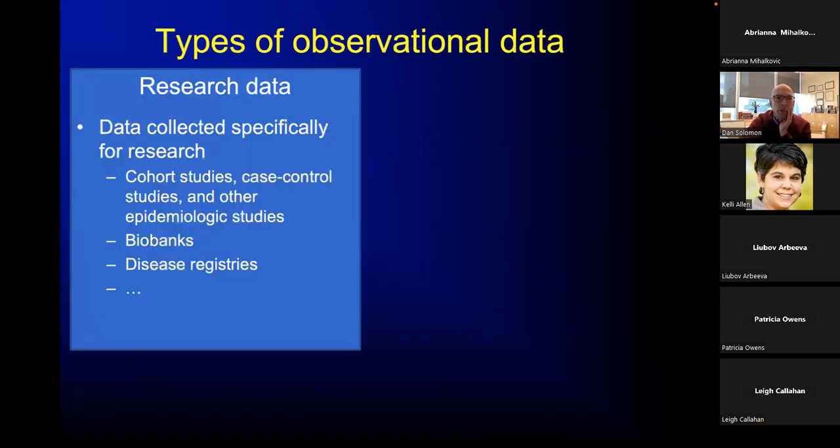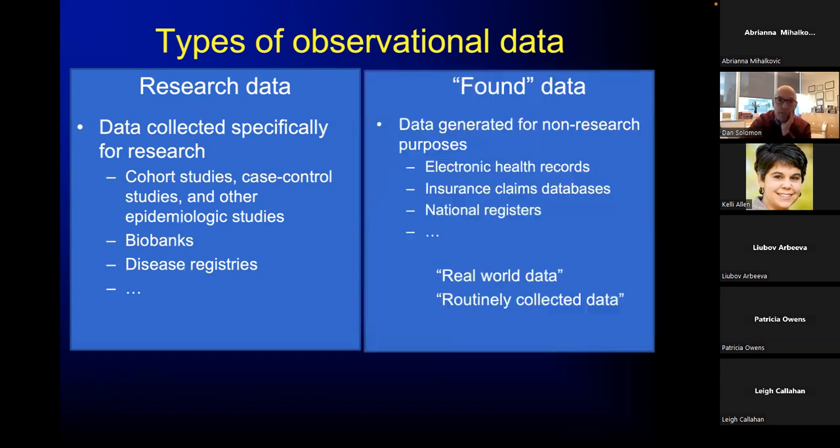Research data are data that are collected specifically for research, like a cohort study, a prospective cohort study, the Nurses' Health Study, the Physicians' Health Study. Often case control studies are collected specifically for research. A biobank is collected for research. We have lots of disease registries in rheumatology, and these are all research type data.